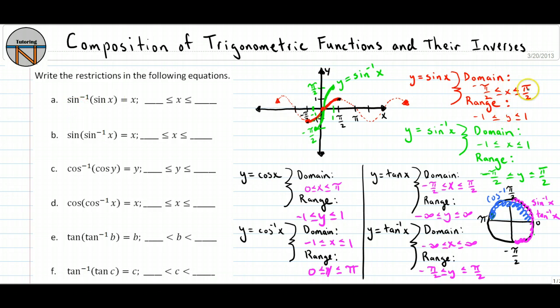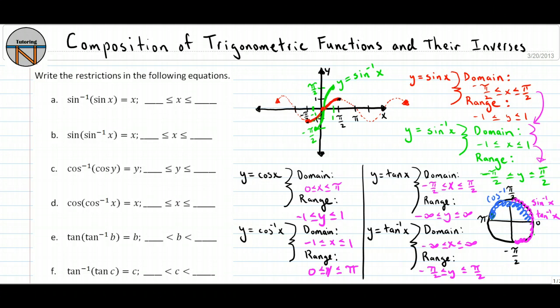Okay, so think about the progression here, right? We have an input from negative pi over 2 to positive pi over 2, which gives us something from negative 1 to 1, right? Same thing here. And that input from negative 1 to 1 gives us an output in the range from negative pi over 2 to positive pi over 2.